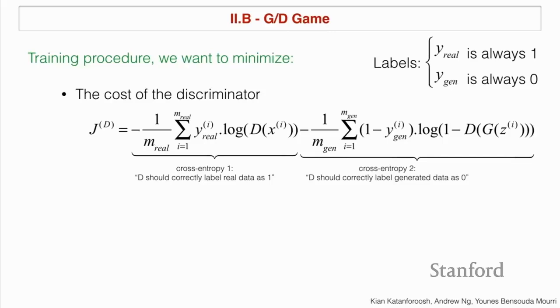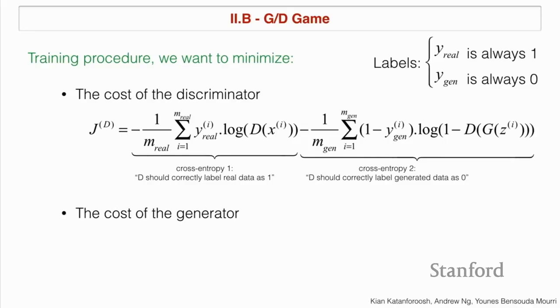The first term is telling us D should correctly label real data as 1. It's a cross entropy term, the first term of a binary cross entropy. The second term is going to tell us D should correctly label generated data as 0. So the difference with the classic cross entropy we've seen is that this summation is the summation over the real mini batch, and the summation on the second cross entropy is the summation on the generated mini batch. Does it make sense? So we want D to correctly identify real data and also correctly identify fake data. That's why we have two terms.